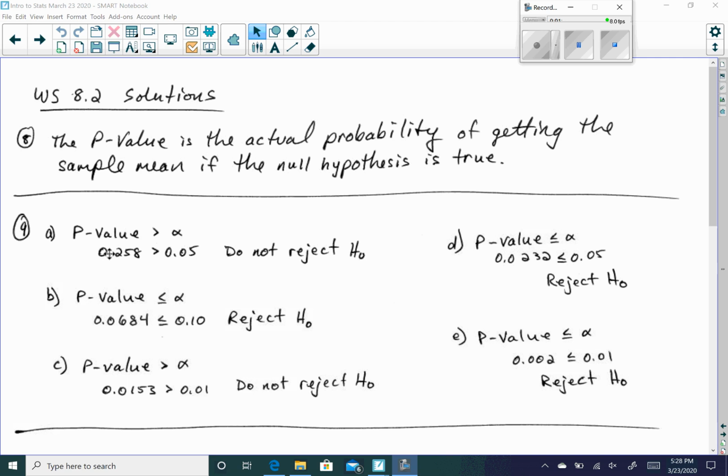So in A, the p-value is greater than alpha, so we do not reject. In B, like I said, it was already found and doubled, so the p-value here is the 0.0684. That is less than or equal to the 10%, so we reject the null hypothesis. In C, again, a one-tailed test, it's not telling us which side. We have the p-value is a 0.0153, which is greater than 0.01. We do not reject the null hypothesis. In D, again, it was already doubled to give this to us, so the p-value is less than alpha. We reject the null hypothesis. And in E, again, our p-value is less than alpha, so we reject the null hypothesis.